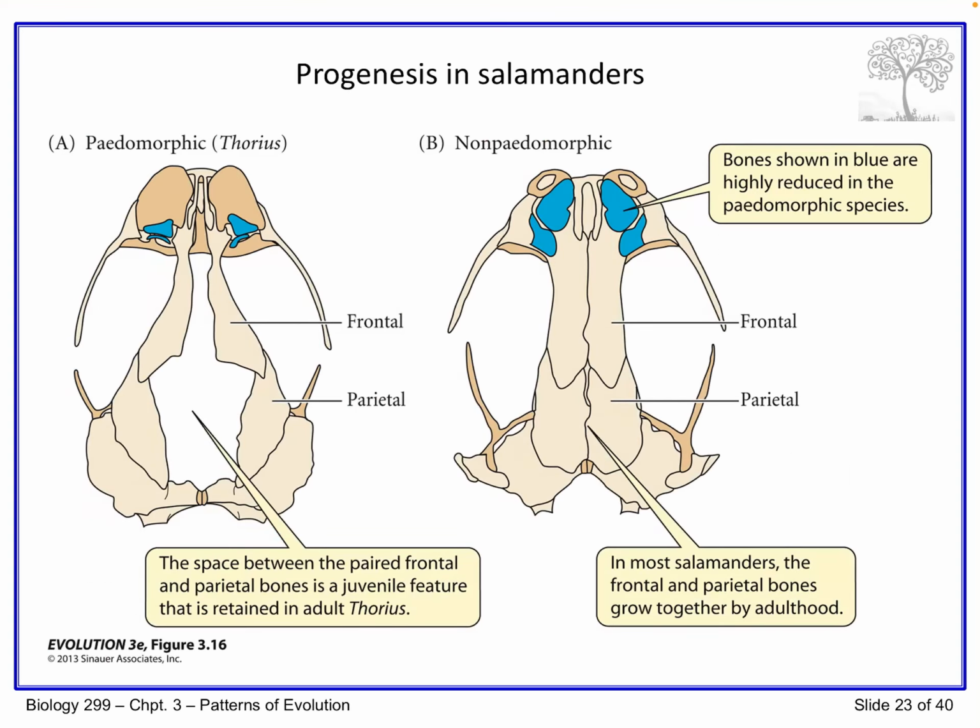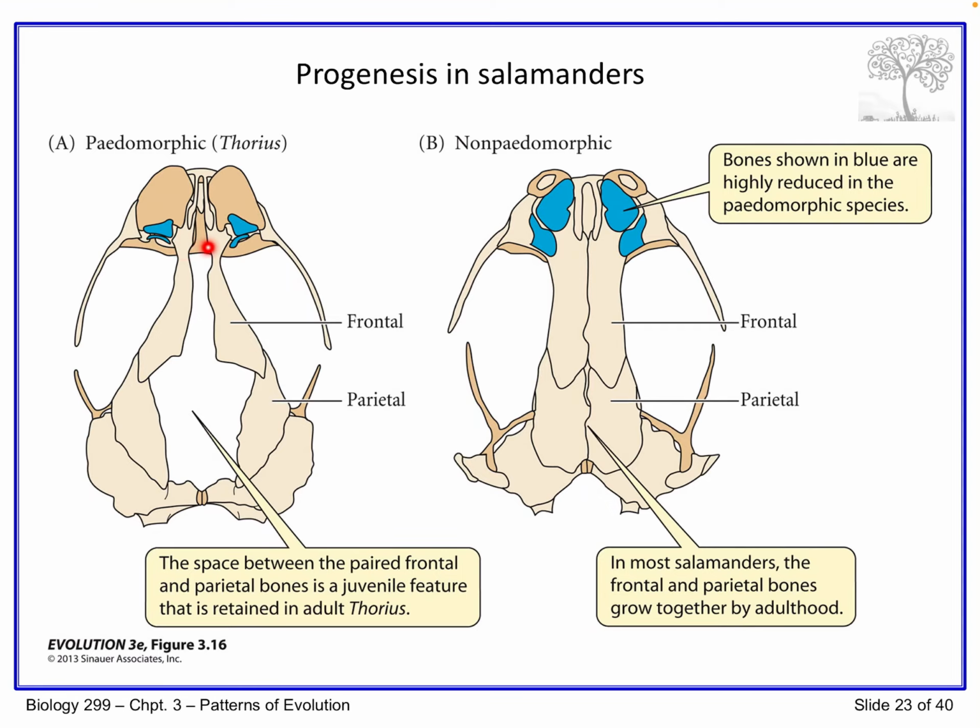All right, here we have another example of what's called progenesis in salamanders. In this case, what we're looking at is skull structure. Just as in humans and other mammals, and indeed lots of other vertebrates, the skull of juvenile forms often looks quite different than the adult. Here in the salamander, in the paedomorphic individuals of the genus Thoreus, you have this large gap between the frontal and parietal bones in the skull. That's a juvenile feature, but it's found in the adult.